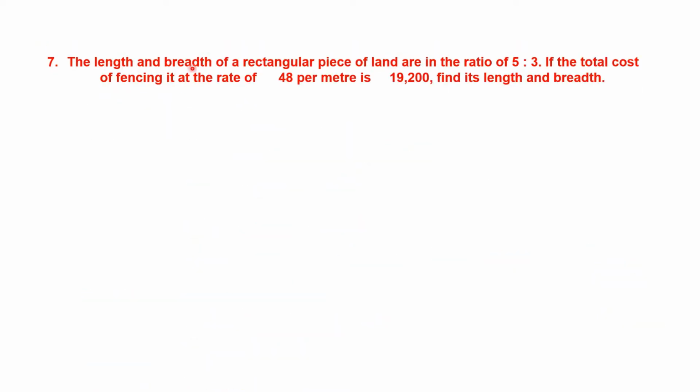Question 7. The length and breadth of a rectangular piece of land are in the ratio 5:3. So let's go slowly. Since length is given first, breadth is given second, the ratio will be length is to breadth. Now the total cost of fencing is 19,200, and this is the rate per meter. Now we need to find the length and the breadth. So keep all this in mind as we're finding the length and breadth.